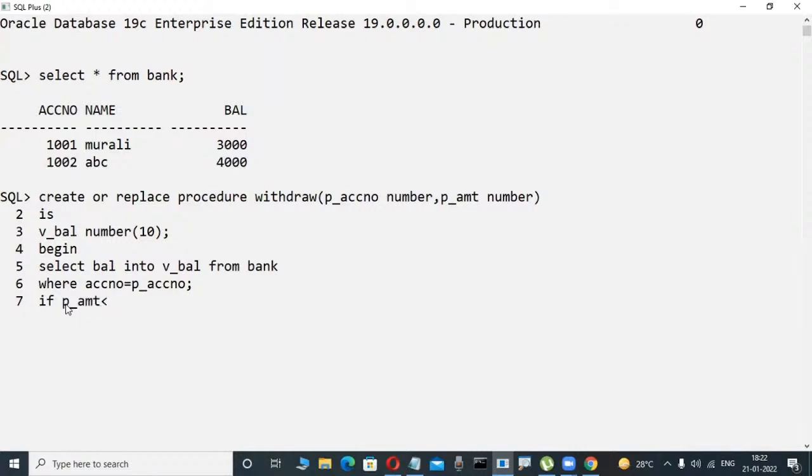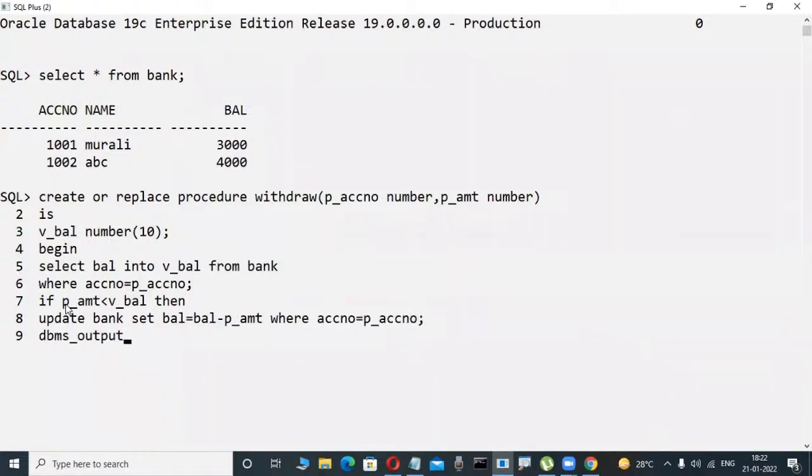Suppose here, logically observe, not the coding: that amount is less than the available balance. Then I want to affect that in the database. Update table name, set balance equal to balance minus p_amount. Something is there where coding is there. Okay, fine. Now check it out. Here I am writing some message, same like in Java, some message I try to display: your transaction is successful.